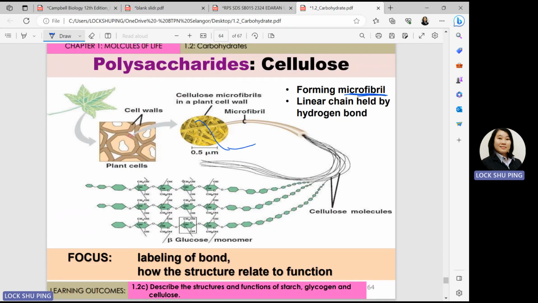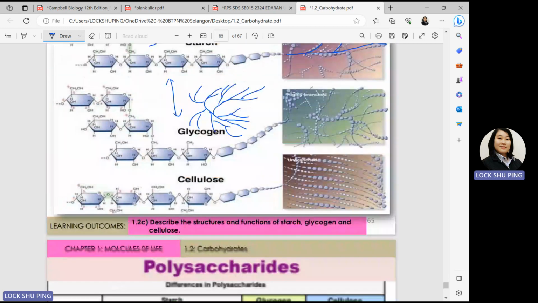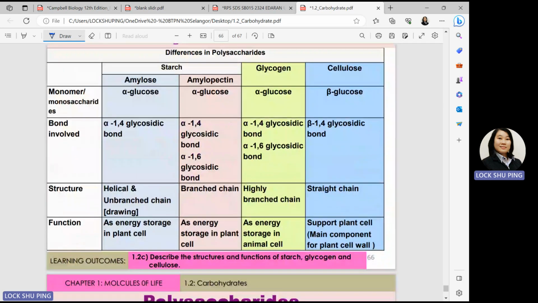It's a very long chain that can intertwine with each other and become a very strong supportive material. So that's it for the polysaccharide. And this is the basic of what you have to know regarding polysaccharides.